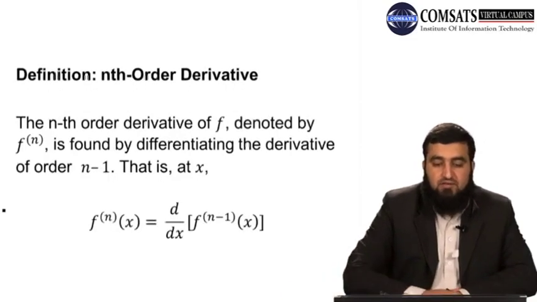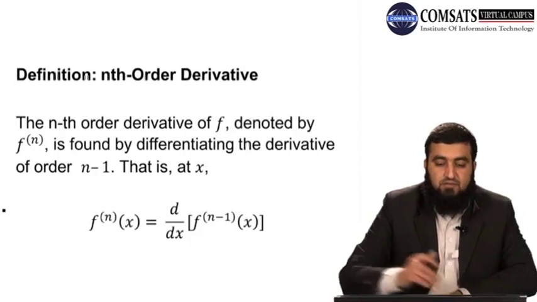So higher, nth order derivative of f, denoted by f to the power n, is found by differentiating the derivative of order n minus 1, that is, f to the power n of x is d by dx of f to the power n minus 1 of x.